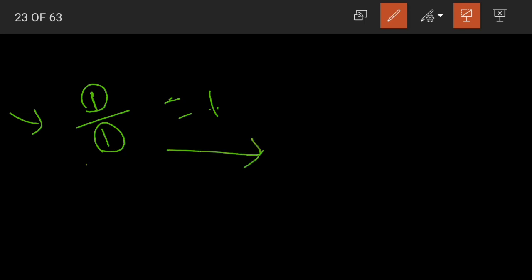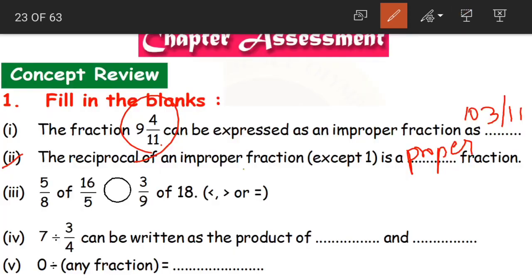Now when we find the reciprocal of 1 by 1, it also becomes 1 by 1, an improper fraction wherein both the numerator and denominator are equal. So it's specifically mentioned in the question that except 1, the reciprocal of all improper fractions becomes a proper fraction.